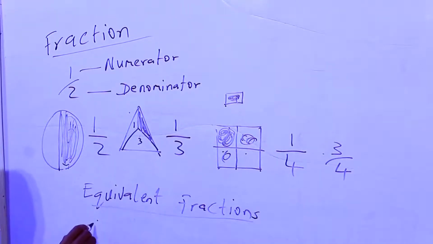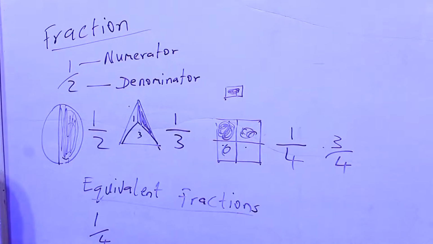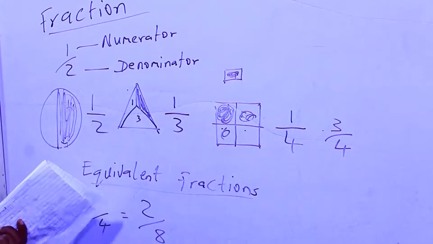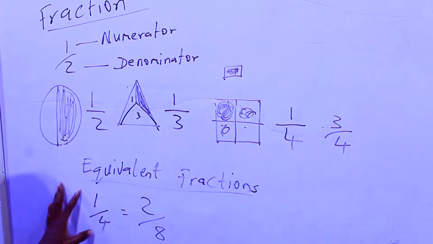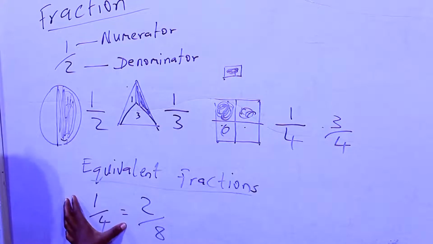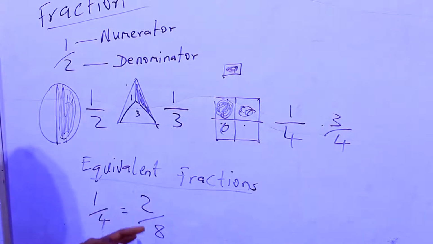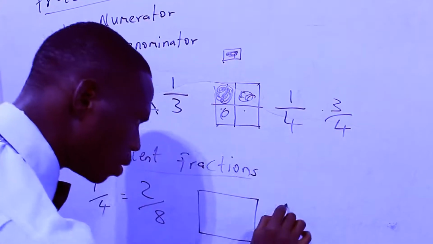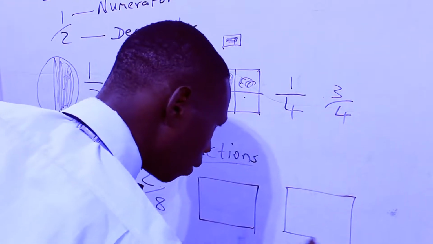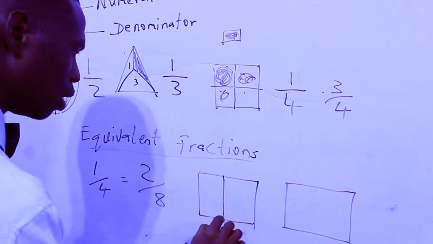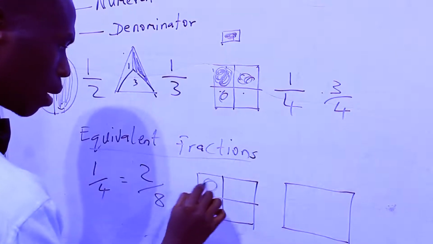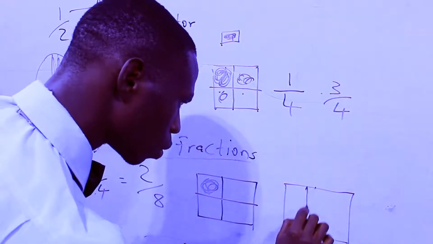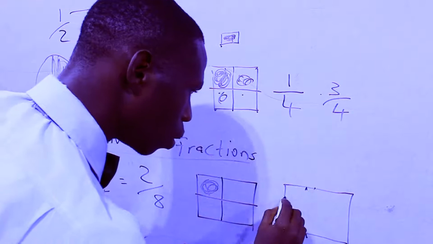That is, for example, 1/4 is the same thing as 2/8. How? 1/4, that is 1 out of 4 parts, is the same as 2/8. How? Let me draw 2 shapes, the same thing, and I decide to divide this one into 4 parts, and I take 1, that is 1/4, and I divide this one into 8 parts.